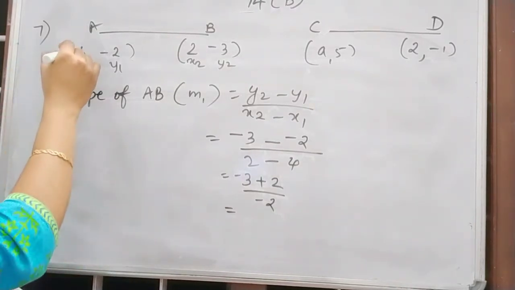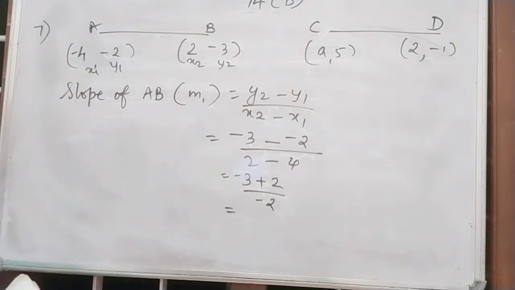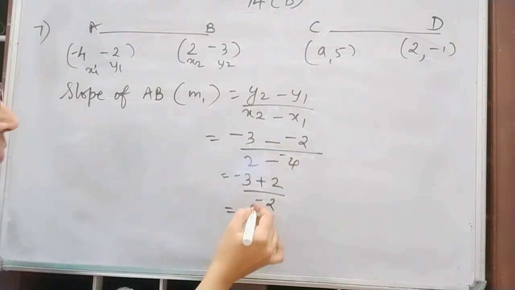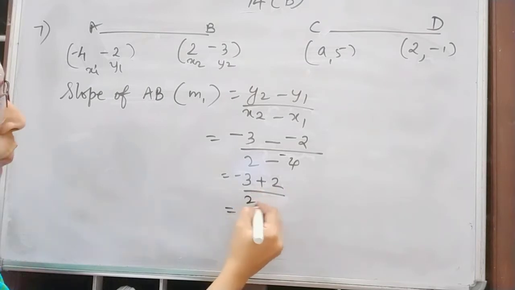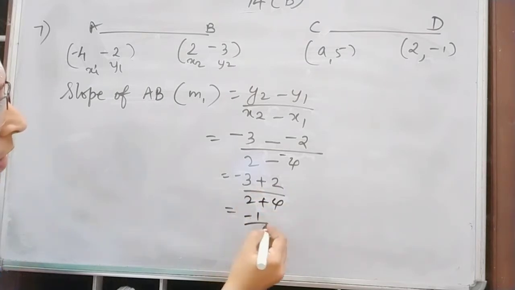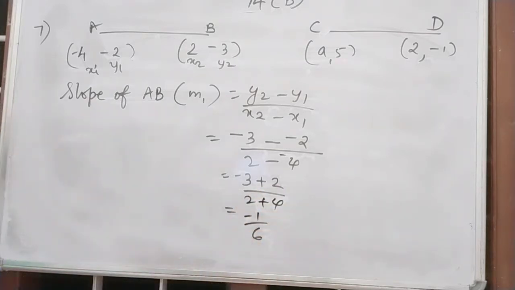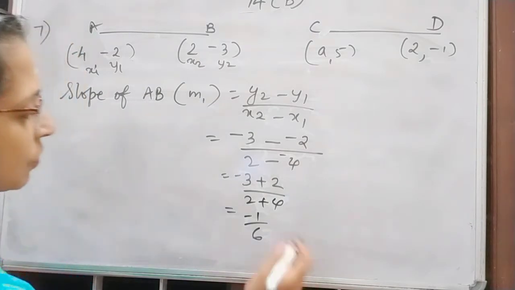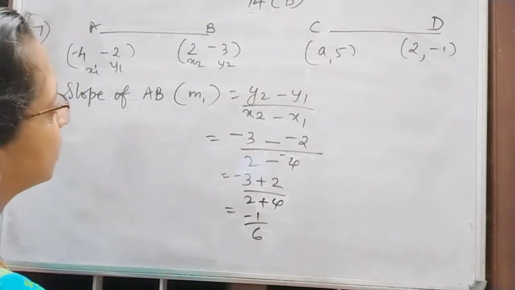So your question is negative 4, no? Negative 4, negative 2. So here it will be negative 4. So it will be 2 plus 4. That is negative 1 divided by 6, the slope of line AB. Similarly, we can find the slope of line CD. So the slope of line AB we got as negative 1 by 6.